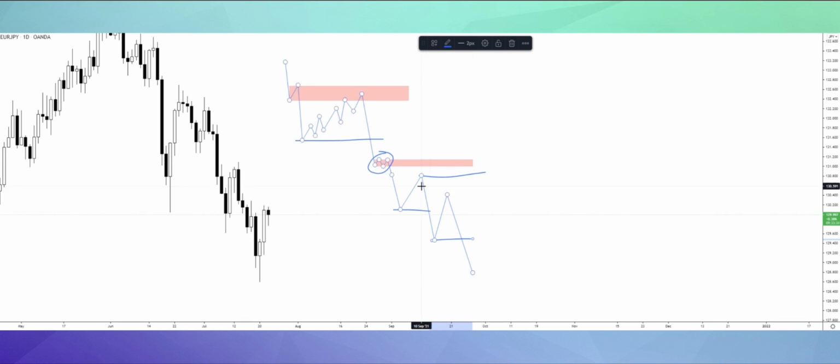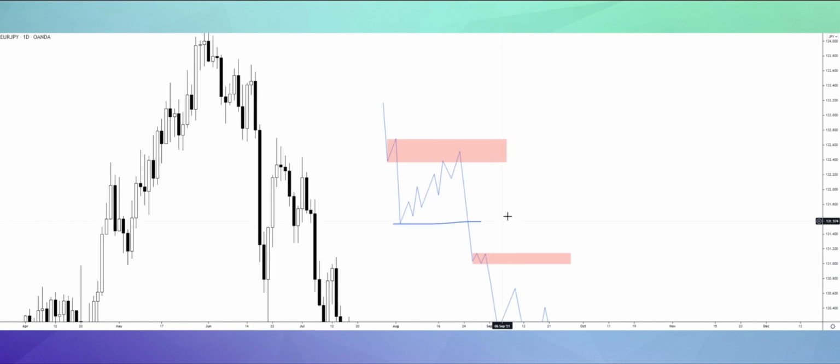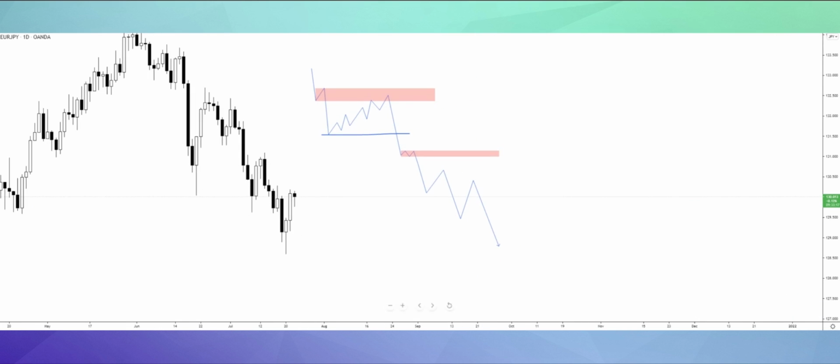Now we want a new point of interest because we're in a different range. So say for example there's an order block here. What did the price do? It pulled back into that point of interest and sold off. This is why it's important to understand the ranges that you're in, simply because of the price.